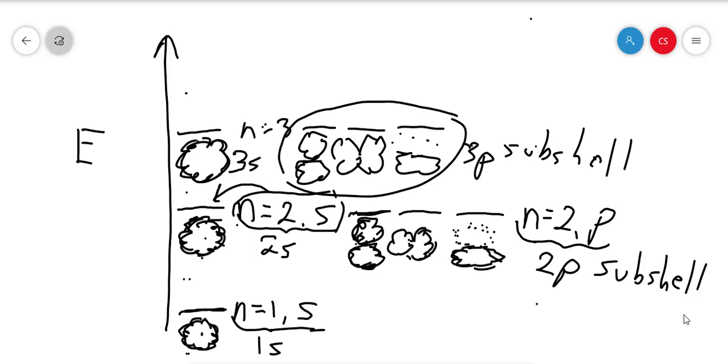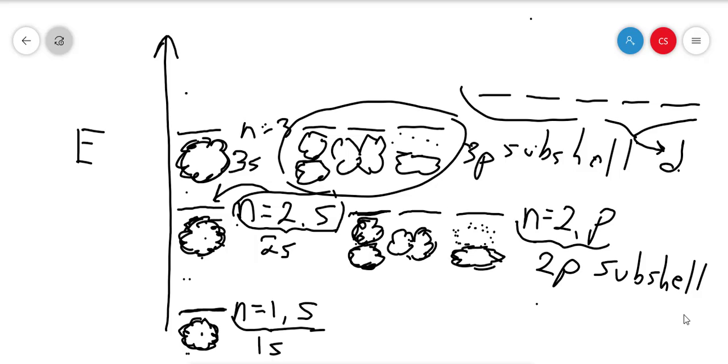Now with n equals 3, there's another shape that comes in, and it kind of looks like a 4-leaf clover, or sometimes it's called a double dumbbell. And there's actually 5 of those. I'm going to move those up. I'm going to make them look a little bit higher here. But I would have to draw 5 lines for those. 1, 2, 3, 4, 5. Those are the d orbitals. This would correspond to the d subshell.